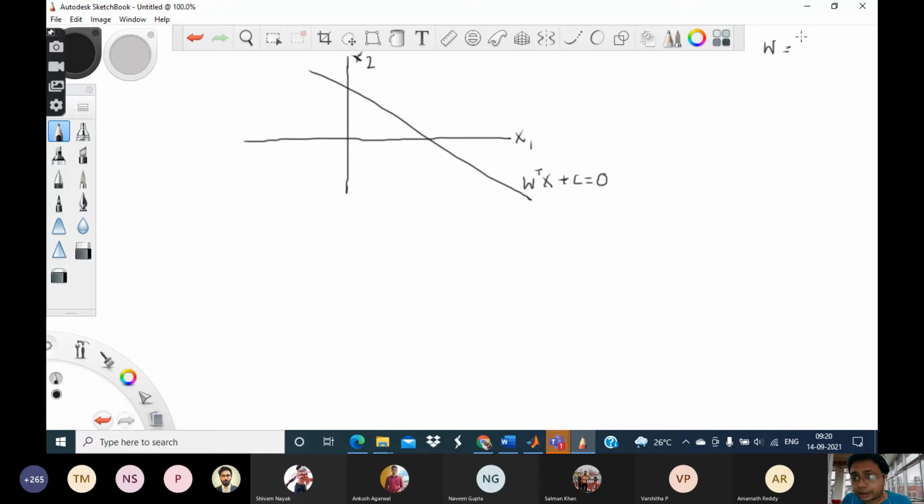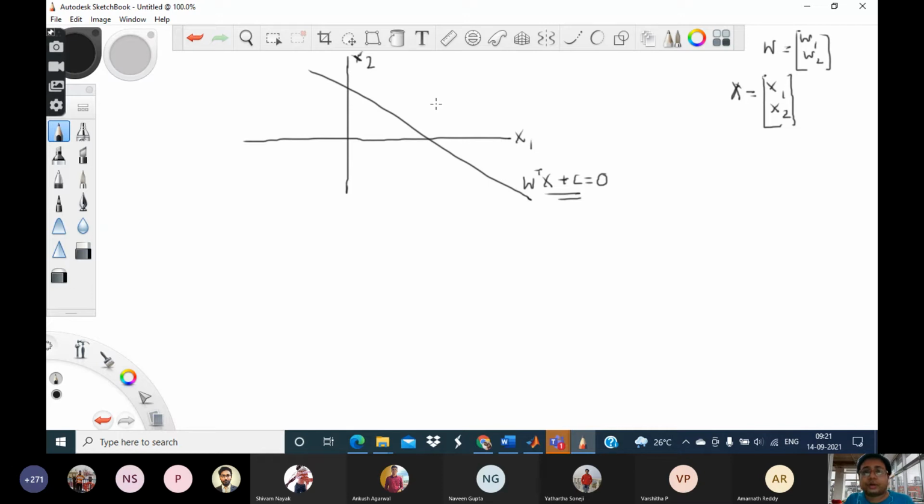W is some two-dimensional vector, let's call it W1, W2, and similarly X is equal to X1, X2. For all points on this line, this is going to be satisfied, right? For all points on this line, this is going to be satisfied.